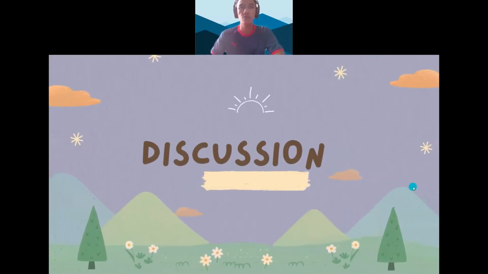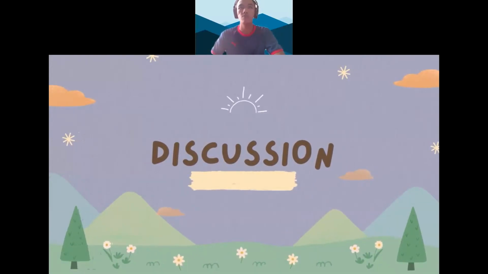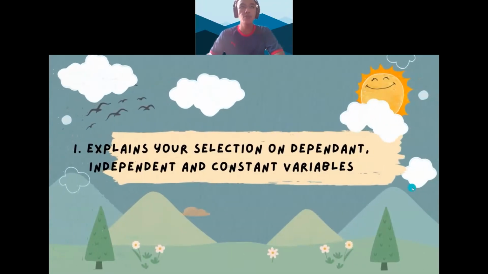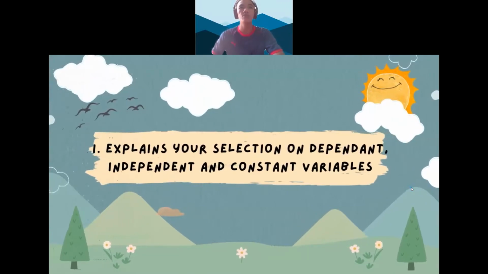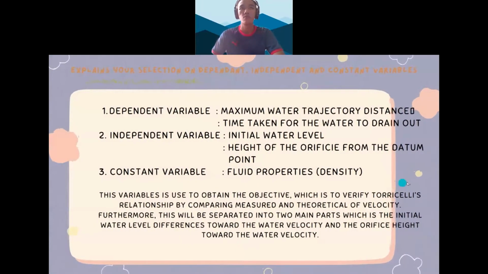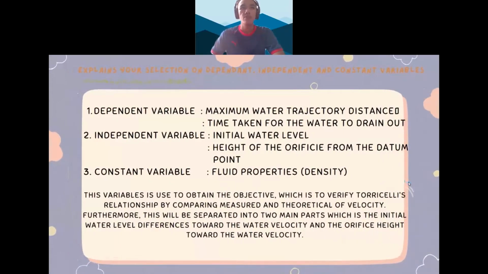Next, we move to the discussion. For number one, explain your selection on dependent, independent, and constant variable. Dependent variable is the maximum water trajectory distance and time taken for the water to drain out, and the independent variable is the initial water level and the height of the orifice from the datum point.